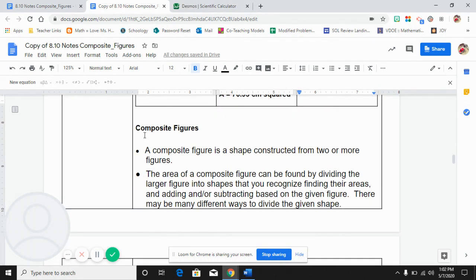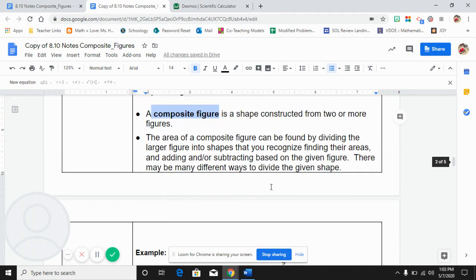All right, big thing is composite figures. Composite figures are shapes that are constructed from two or more shapes. So it might be a triangle and a rectangle, or a trapezoid and a semicircle, or something like that. The area can be found by breaking up the figure into smaller shapes that you recognize, and then adding or subtracting those based on the figure itself. And there's not just one right way to do it.